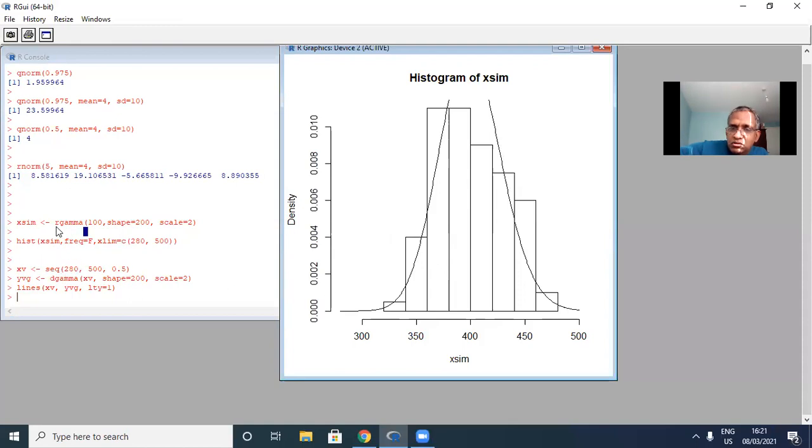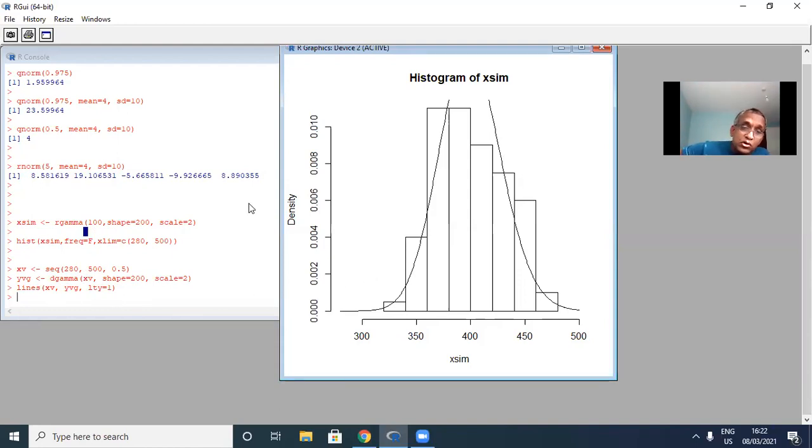Yeah, I got a question from Vincent. The xm is basically a random sample of size 100 from a gamma distribution with parameters 200 and 2. And then we did a histogram of the random sample. And on top of the histogram, we have plotted the density of the gamma distribution with the same parameters, 200 and 2. So xm is just a name. Yeah, you're right, it's just a name. I could have called it anything.